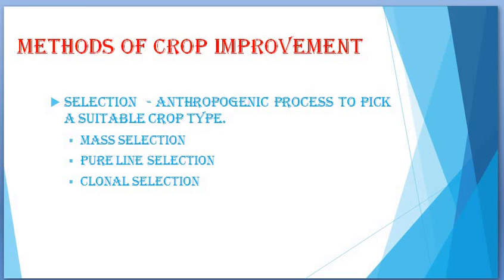You're going to select from one mass area or from one mass plantation. You're going to select your seeds, you're going to select your organisms for the next generation, or you're going to select your parental crop, right? So that is mass selection. You're selecting as a mass.